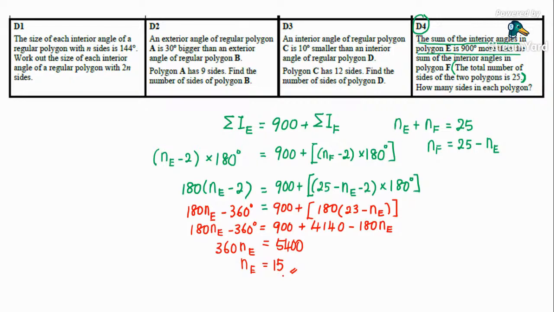Okay, so what I'm showing you here is a proper algebraic process. If let's say you have another way of doing it, feel free to share your ideas in the comment section down there. You can tell me what you did to get the answer more easily. Now I can find NF, which is 25 minus 15, and therefore this is 10. So this is the answer for D4. And I have shown you how to use simultaneous equations to solve these questions.